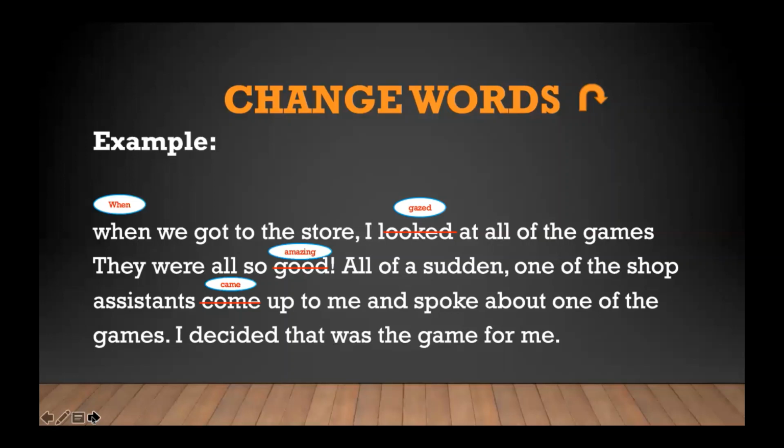Yes, all sentences start with a capital letter, so I have to change the W and make it a capital W. I can spot something else, can you? This sentence does not end with a period, so I have to add the period.